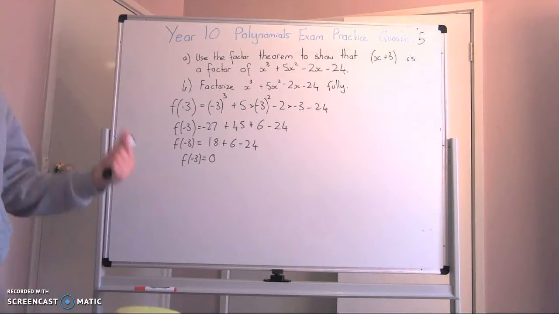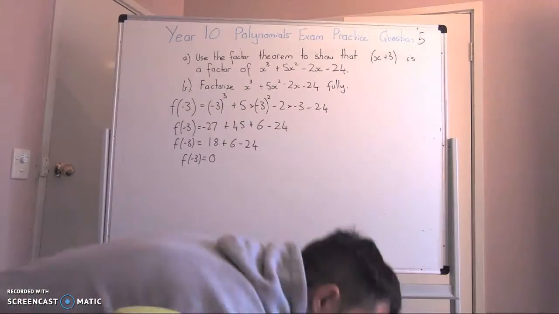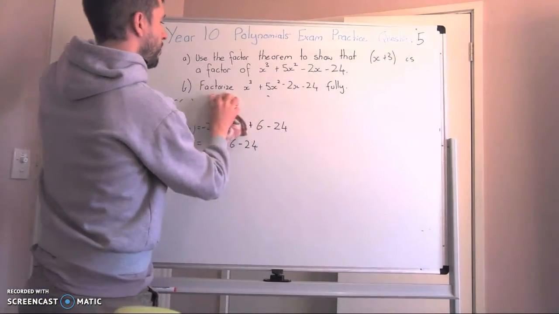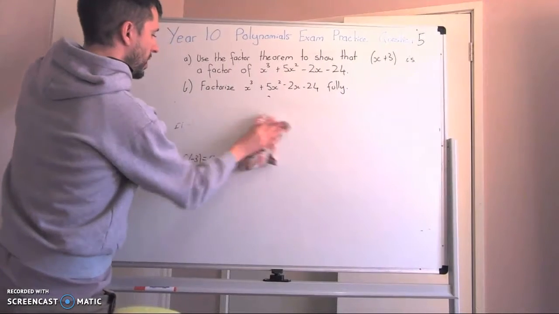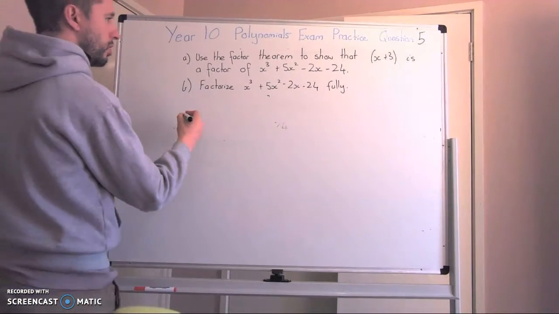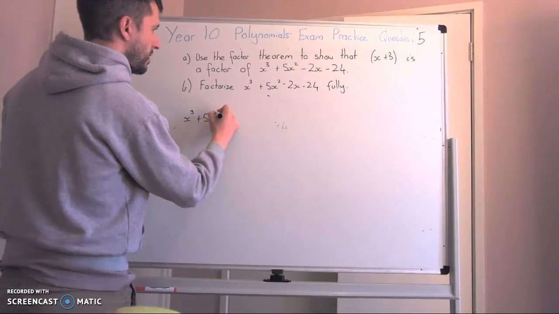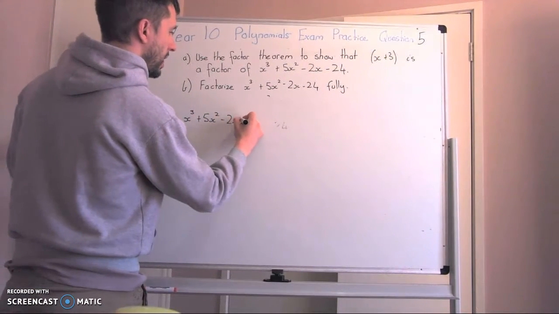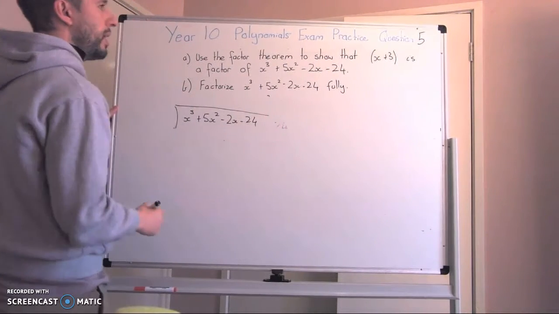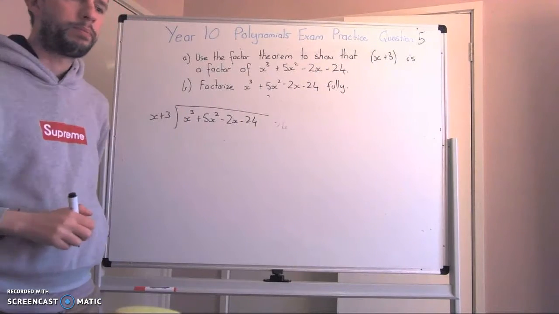Now, we know it's a factor, so we are going to use long division. I'm just going to clear this off so we can look at part B. So the first step is using long division. I've got x to the power of 3 plus 5x squared minus 2x minus 24, and I'm going to be dividing that by x plus 3.